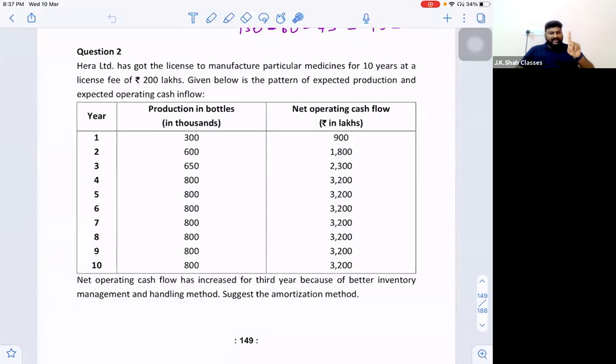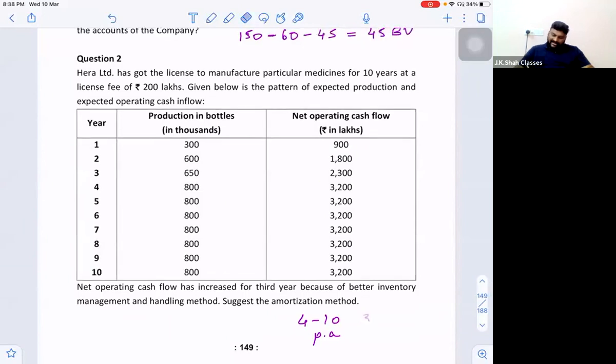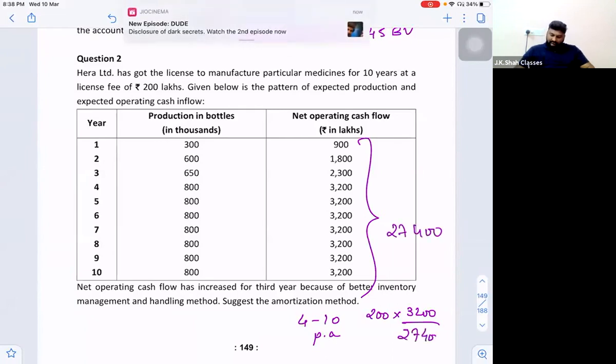So what you can do is, calculate the first year separately, second year separately, third year separately, and 4 to 10 years together. That is like this, 4-10 per annum. The cost of the asset is 200 lakhs. So it is 200 multiplied by 3,200 divided by the total of this. So what is the total of this? 3,200 into 7 plus 2,300 plus 1,800 plus 900. Total is 27,400. So divide by 27,400.